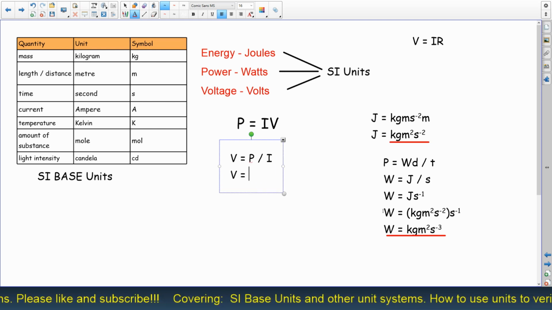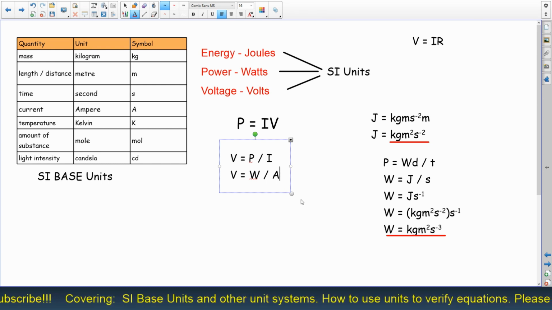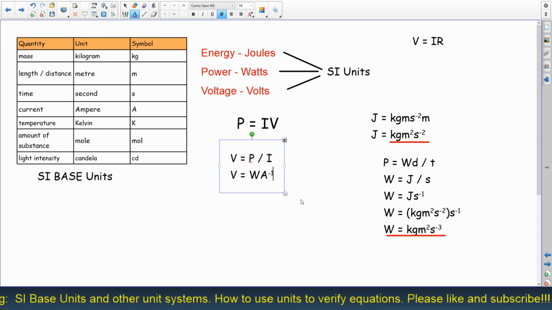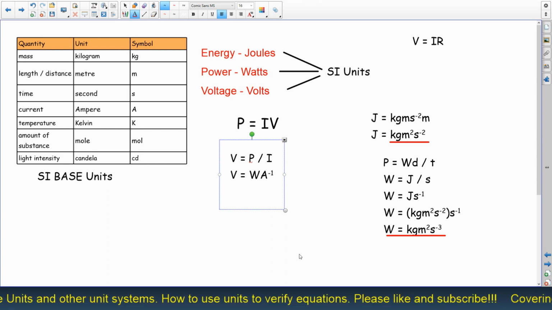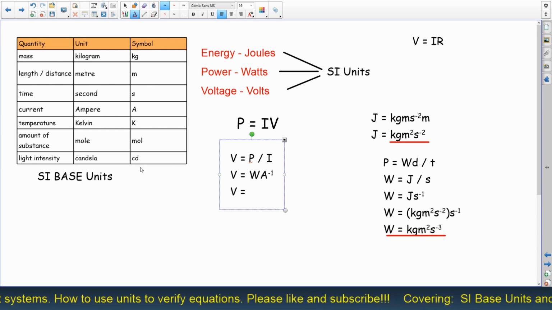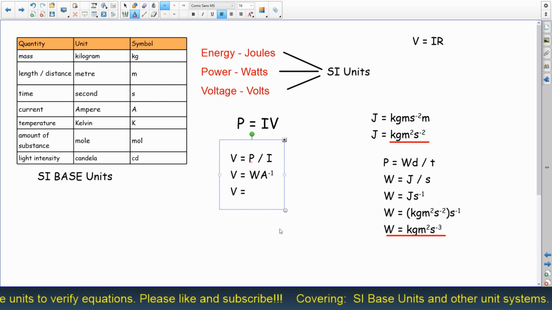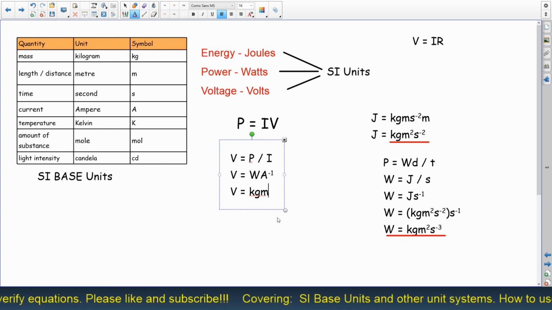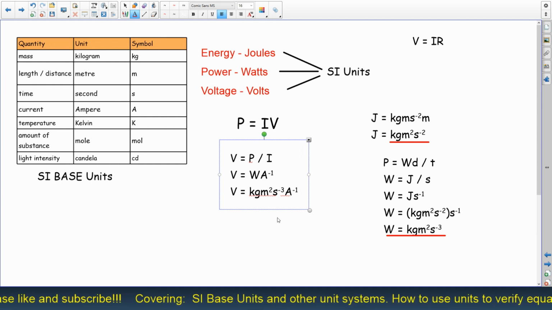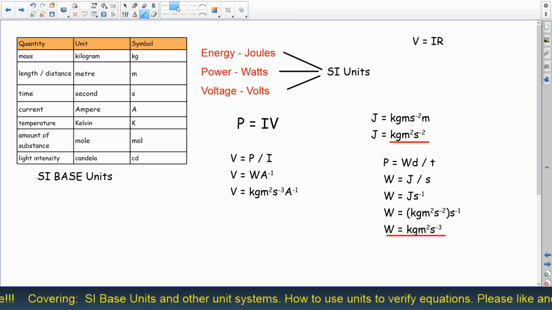So V equals, well, power is measured in watts, and current is measured in amps, so it'll be watts over amps. We don't write it with a divided by, so we'll write that as watt amps to the minus one, because we want our unit to sit across one line. But we can't write a watt because it's not in our table, it's not a base unit, it's what's called a derived unit. So we replace it with, we just figured that out, kg m squared s to the minus 3, and then A to the minus 1. And this is the base unit for the volt.